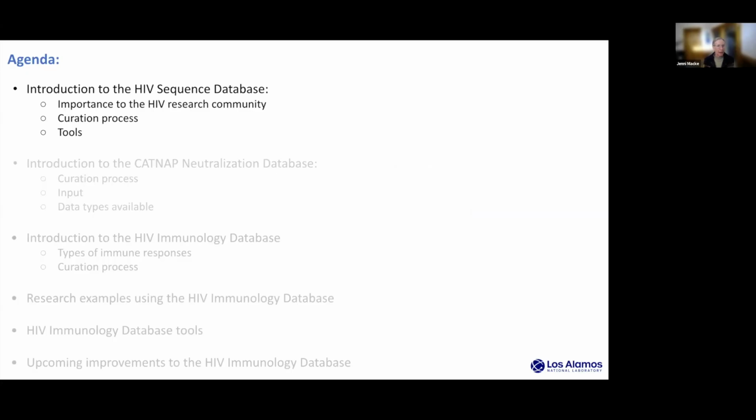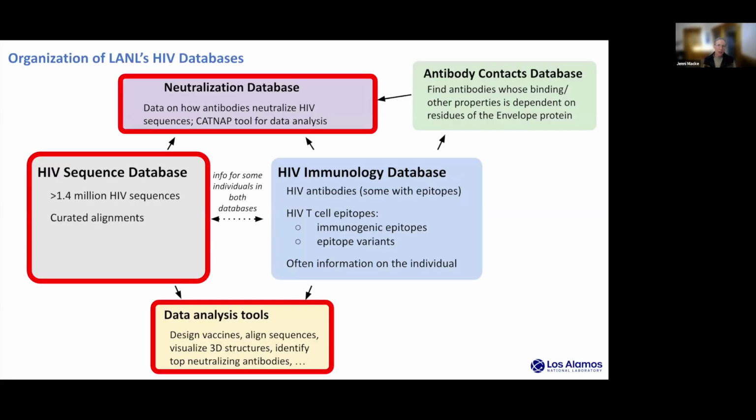So I'll be introducing the HIV sequence database and the CATNAP neutralization databases. And this is just sort of a general schematic of the layout of our databases and how they interact. So we do have a number of very separate databases, but many of them pass data from one to the other. And the ones that I will be talking about today are the sequence database, the neutralization database, and I'll touch very briefly on a couple of our data analysis tools.